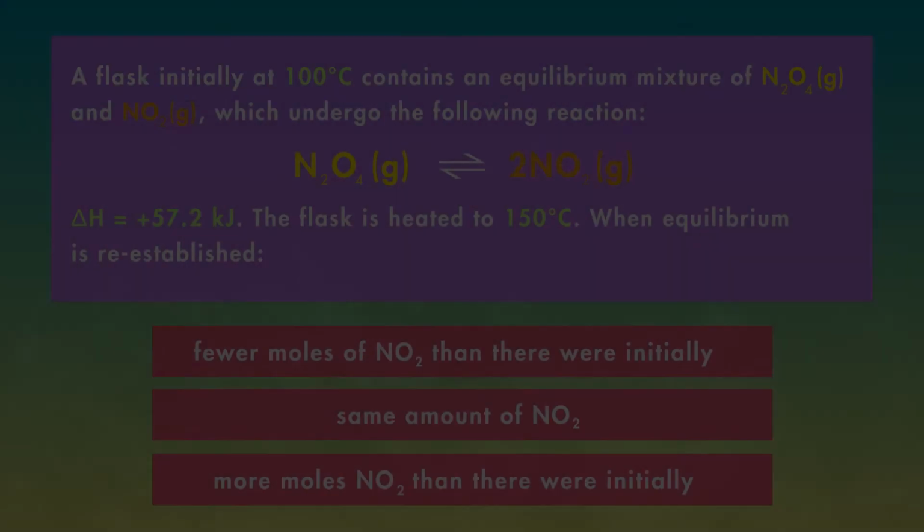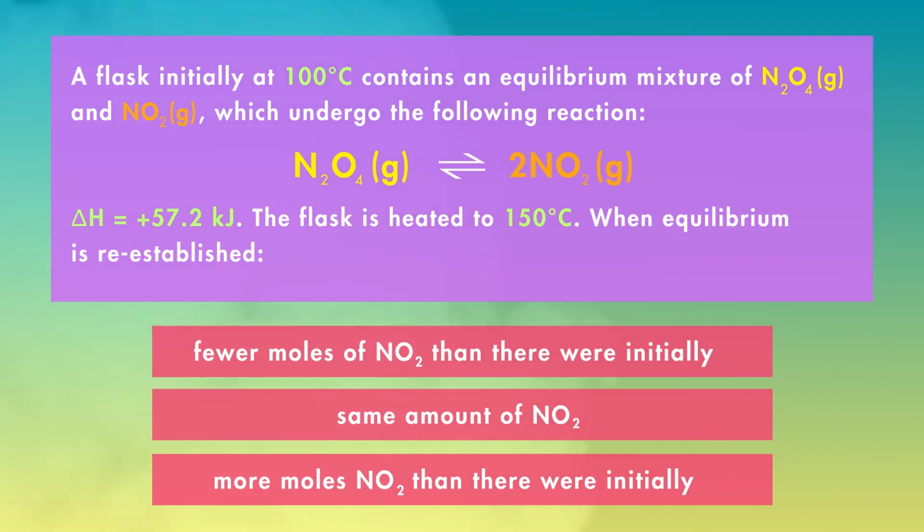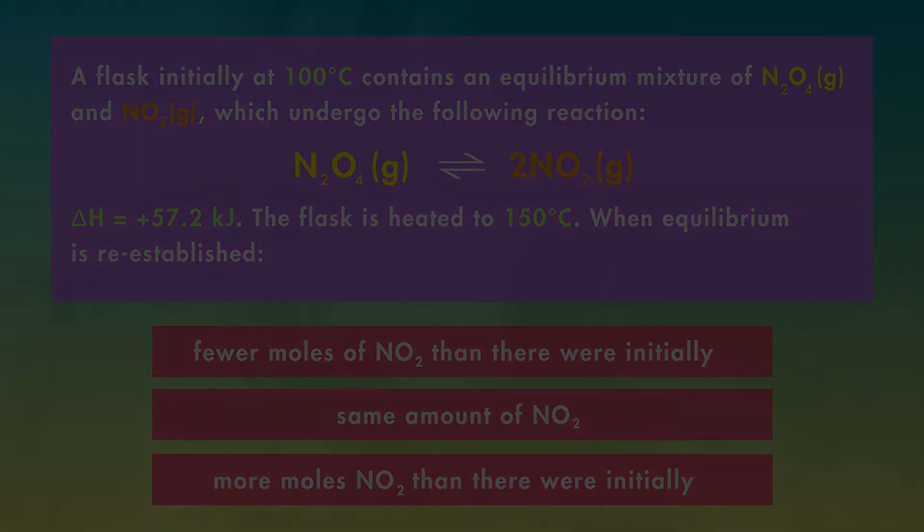No. Think about the sign of delta H, what that tells you about whether heat is absorbed or released, and how the system will respond to an increase in temperature. If we've changed the temperature, we've changed the equilibrium constant. Q and K are no longer equal. There must be a shift and a change to the amounts of the reactants and products in order to compensate.